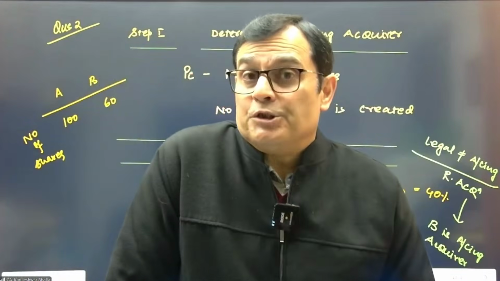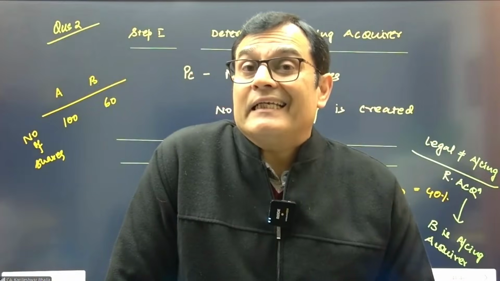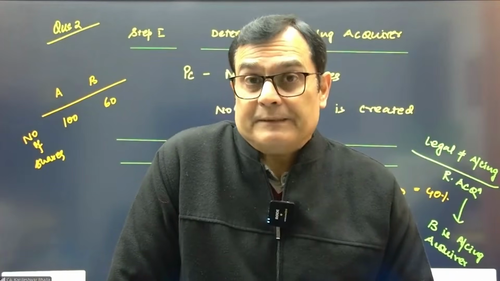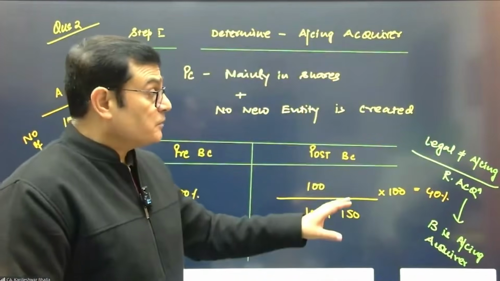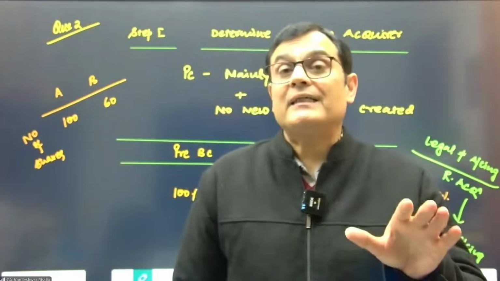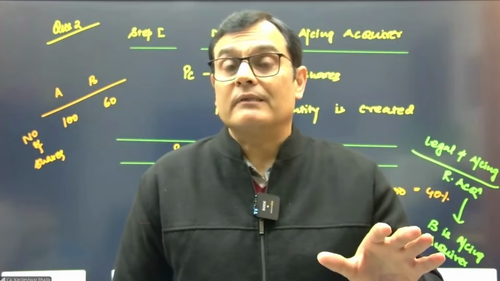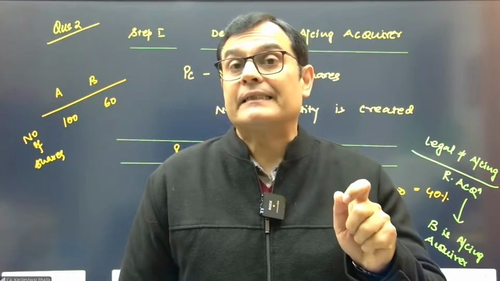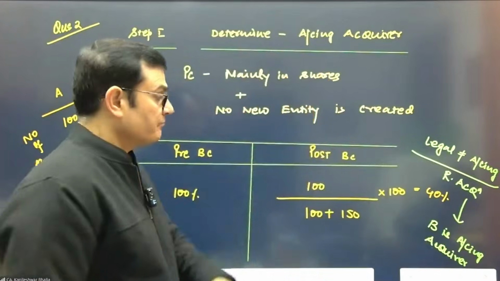this percentage which B is getting and A is getting post-business combination is important to calculate the PC. So I would say that this percentage calculation should be done even if the question is very clearly telling you who the accounting acquirer is. Because in the calculations of my PC, I need this data. Okay, so this is step one.